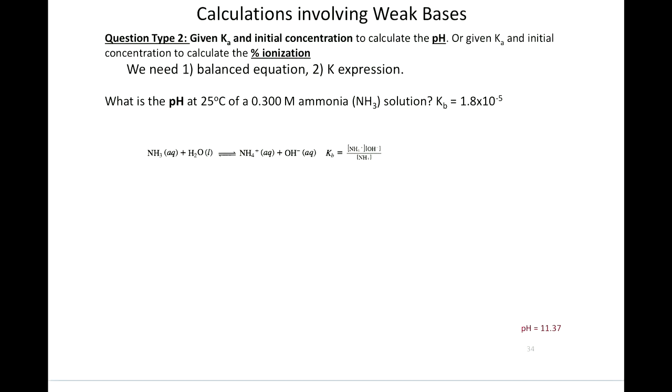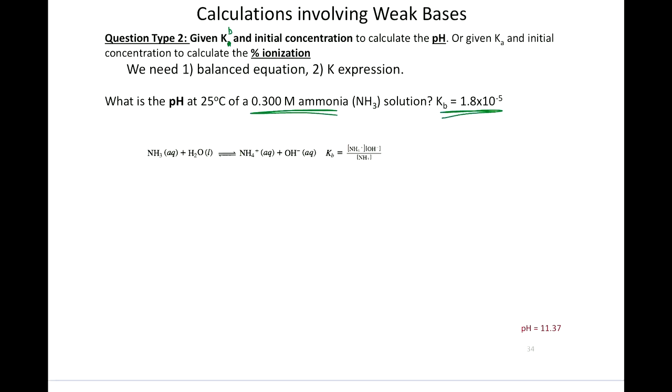So we did a type 1 ICE table, so let's do the other kind, a type 2. This time, given a K value, I didn't give you a Ka, I'm actually giving you a Kb, but it's literally the same process. What is the pH at 25 degrees for this ammonia solution? This time I give you the Kb, so this one's different, but I still give you the initial concentration, so we still have to do an ICE table here.